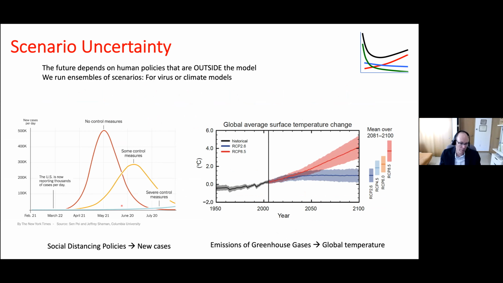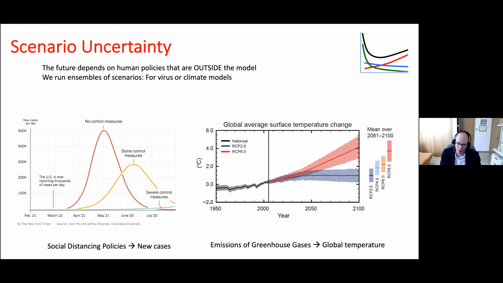On the left is an example from Jeffrey Shaman's group for running a COVID model. This was run sometime in late March during lockdown. And this is what public health authorities were using to say, well, we need to lock down because if you don't have any control measures, it's going to look like this. We'll see 500,000 cases a day. If you put in some control measures, it'll go down. If you put in more severe control measures, you'll actually get very, very low rates of transmission.